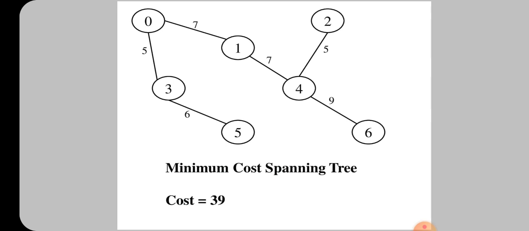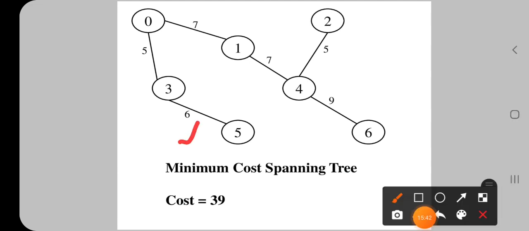Then the cost of the minimum spanning tree: how to calculate it? We add all the edge weights. So 6 plus 5, 11. 11 plus 7, 18. 18 plus 7, 25. 25 plus 5, 30. 30 plus 9, 39. So the total cost is 39. So this is the minimum spanning tree of that graph.